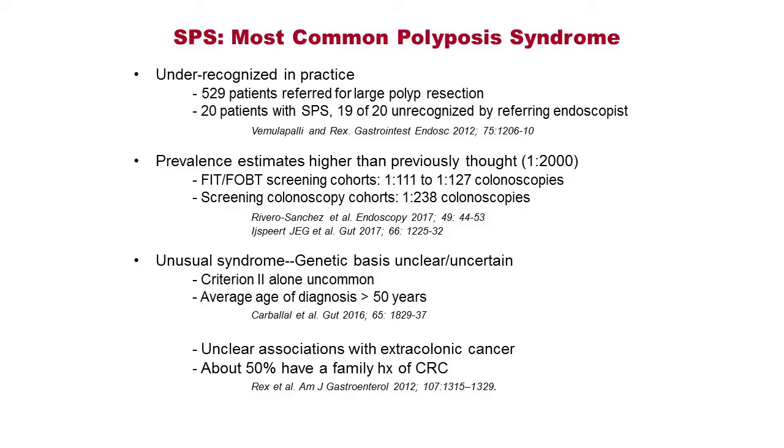And the other is the average age of diagnosis is usually more than 50 years, which goes against, again, a genetic disorder. And finally, unlike the other more classically known polyposis syndromes, there aren't any established associations with extracolonic cancers. However, about 50%, in some studies even more, of patients report a family history of colorectal cancer. So there's definitely a signal there for familial clustering of cases.